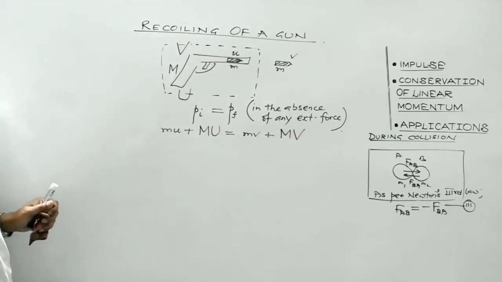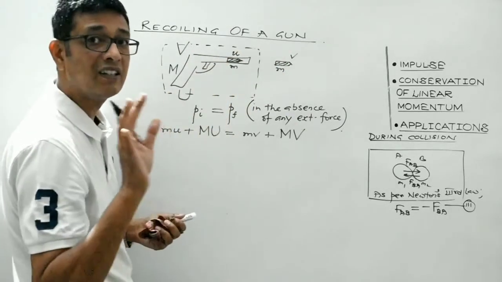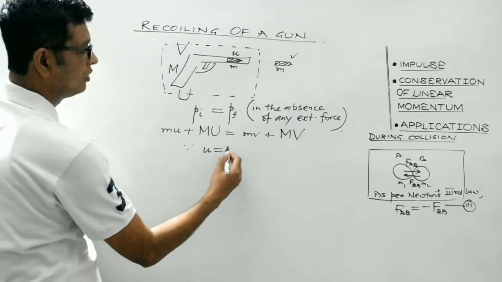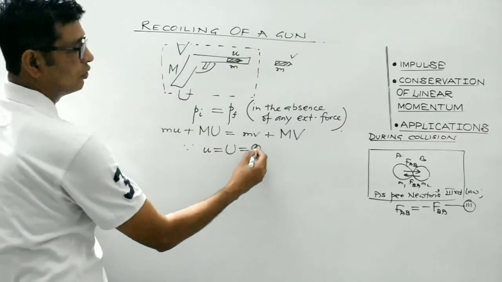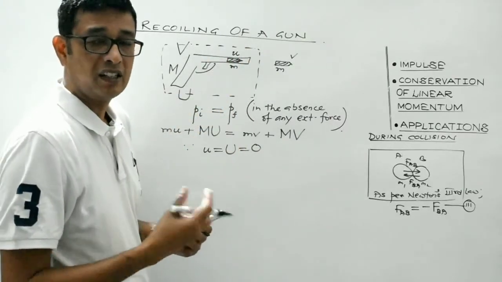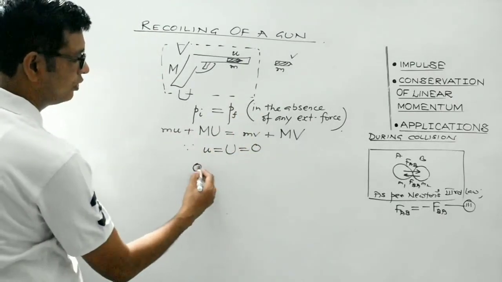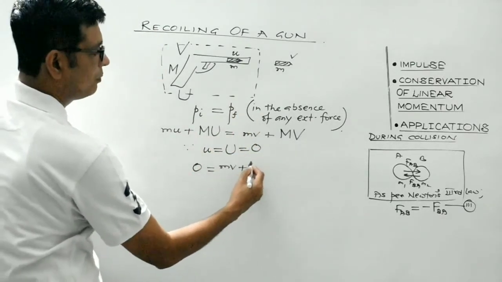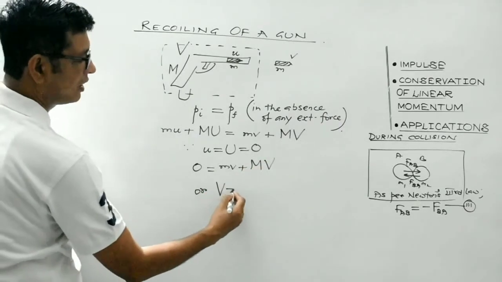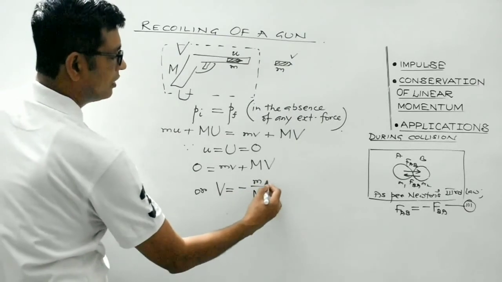Now obviously initially the gun as well as the bullet are at rest. Therefore small u and capital U should be equal to 0. Initially the bullet is inside the gun and the gun itself is at rest. So small u and capital U both are 0. Therefore what you get is small m into small v plus capital M into capital V equals zero. Or rearranging the terms, we get capital V is equal to minus small m by capital M into small v.